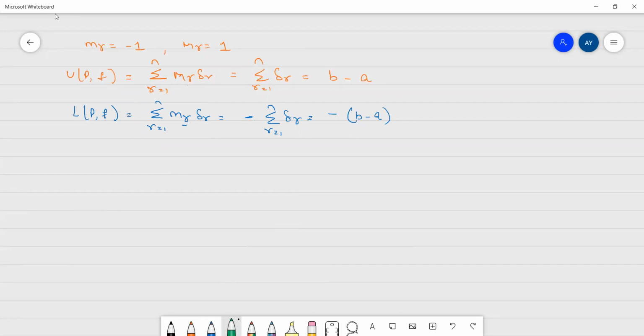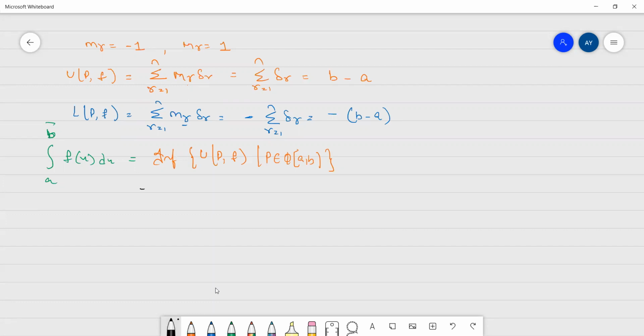Now we will be defining the integrals. The upper integral from a to b of f(x) dx, I hope you remember this upper Riemann integral. We'll be defining this. What is the definition of the upper Riemann integral? It is the infimum of U(P,f), where P is a partition, over the set of all partitions. I think I'm clear with the definition.